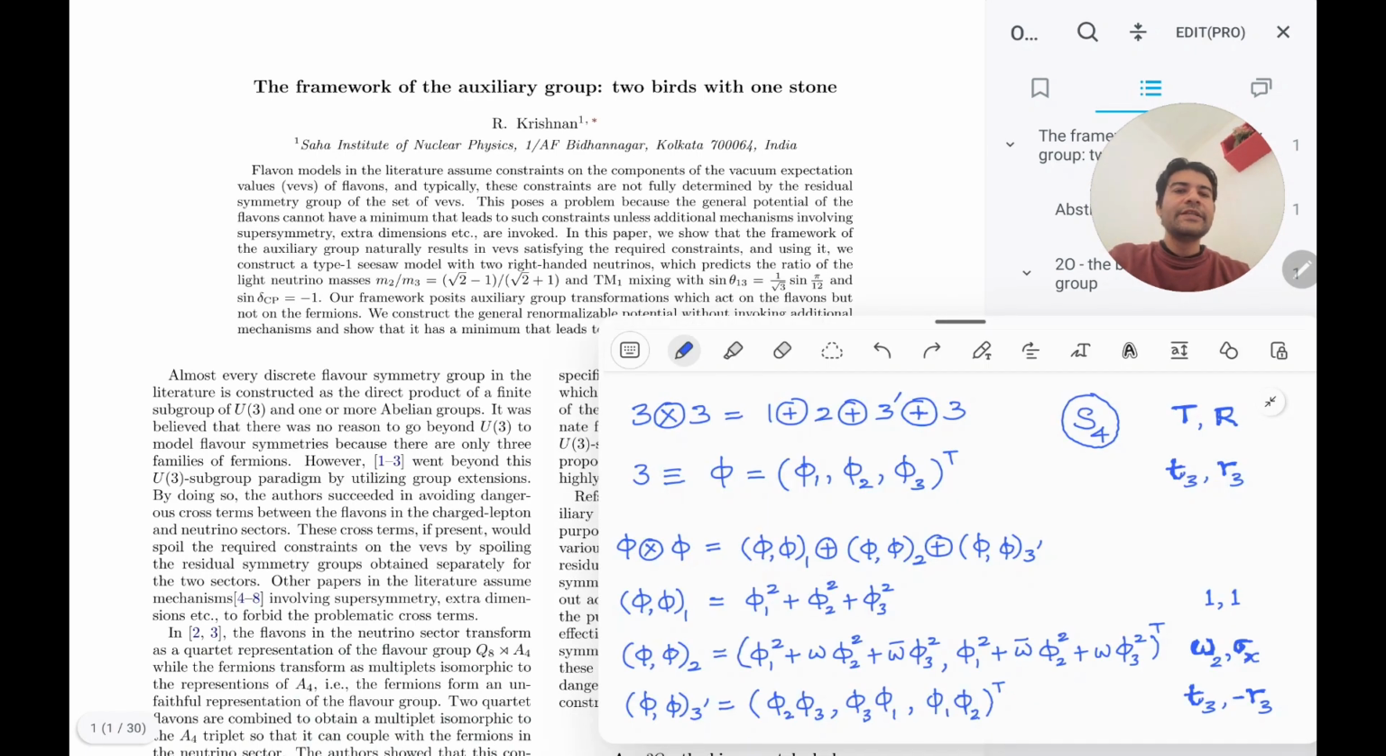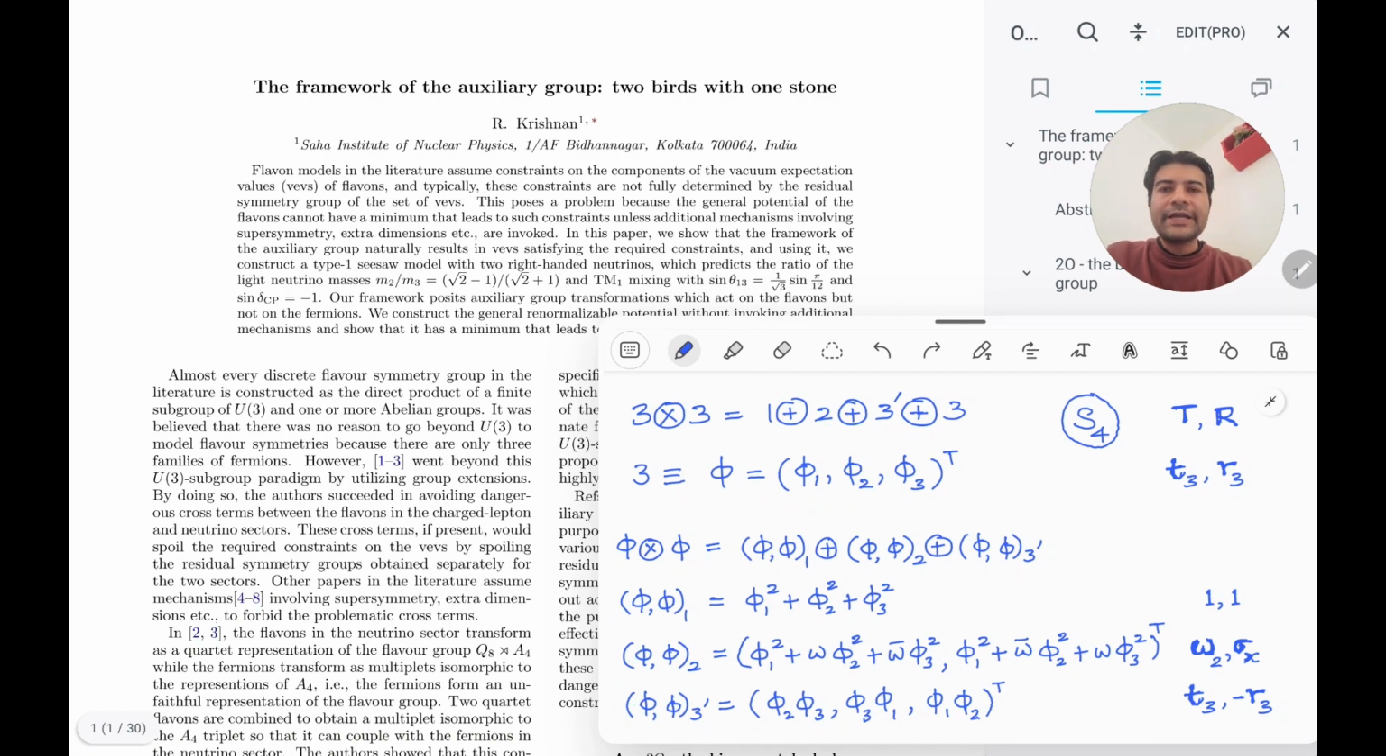My first example involves the group S4. So I have multiplied phi with the components phi1, phi2, phi3. This is a real irrep, a real triplet, and I consider the tensor product expansion 3 cross 3 is 1 plus 2 plus 3 prime plus 3. With this multiplied phi, this tensor product expansion leads to a singlet, a doublet, and a triplet given here.